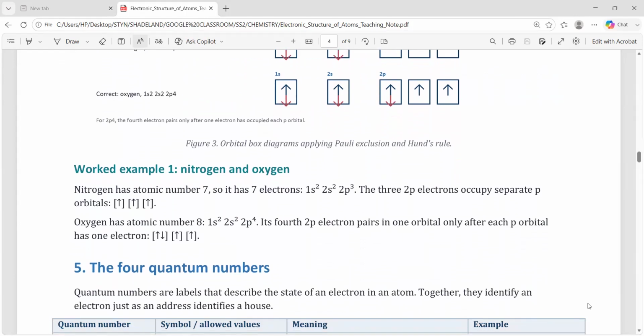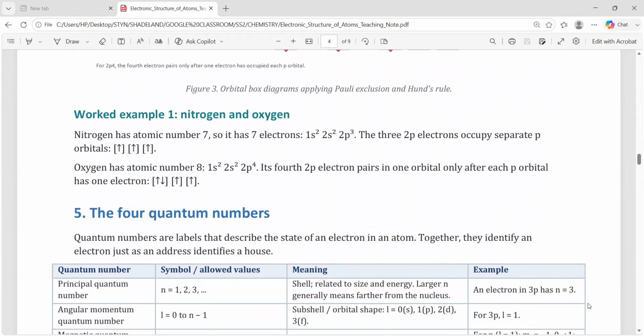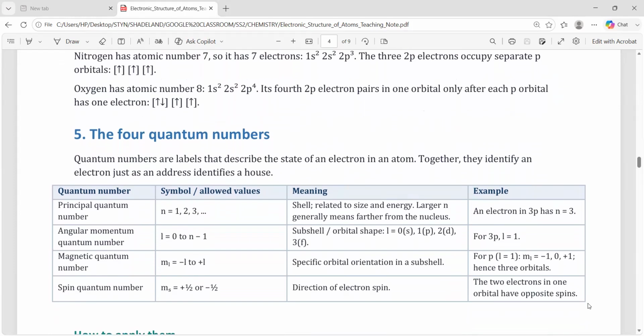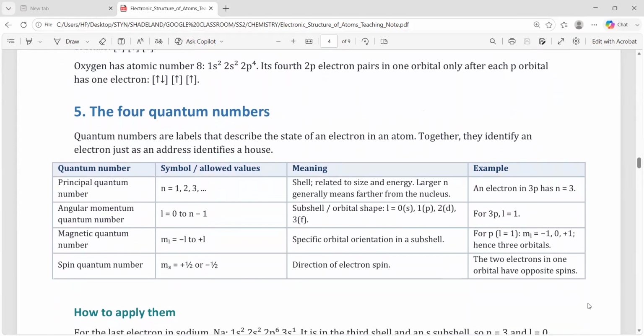All right, so let's look at some worked examples. Worked example one, we've already done this. We've already done these ones. So we are going to stop here for today. In our next class, we are going to look at the 4 quantum numbers: principal quantum number, angular quantum number, magnetic quantum number, and spin quantum number. This angular quantum number sometimes is called subsidiary or azimuthal quantum number. As a matter of fact, for our curriculum here, we are going to use the azimuthal or subsidiary quantum number.